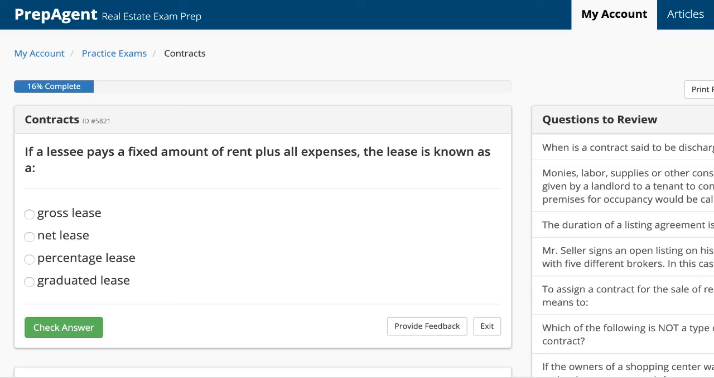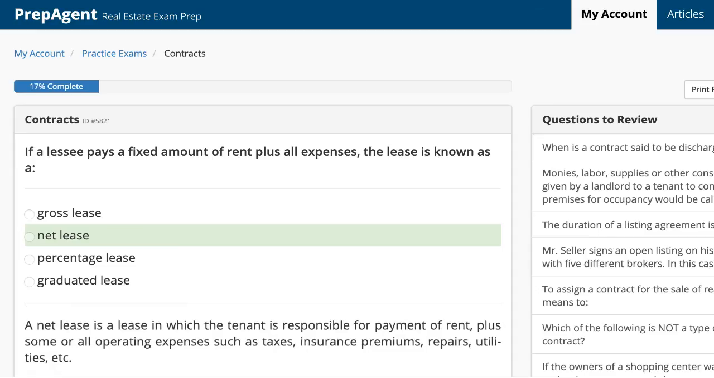What do you guys think? If a lessee pays a fixed amount of rent plus all expenses, the lessee is known as A, gross lease, B, net lease, C, percentage lease, or D, graduated lease. What is the answer? The answer is B, net lease.